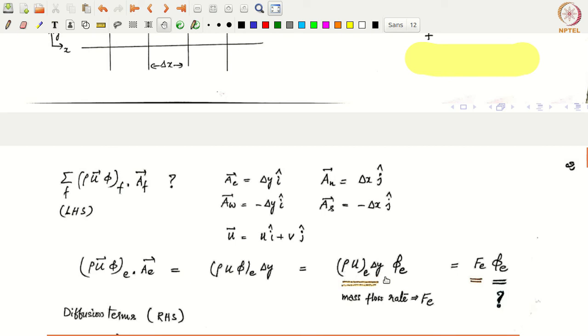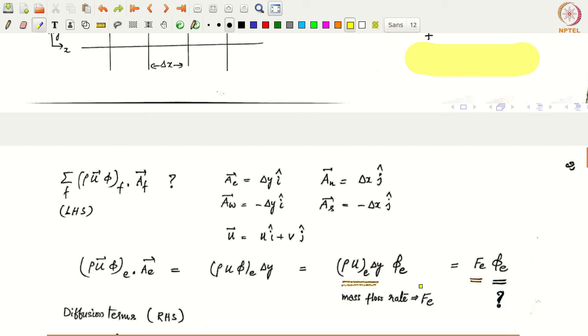Now this quantity, if you look at this, is rho u delta y. This is basically the area. This is density. So density times velocity times area. What would this quantity be? Density times velocity times area would be your mass flow rate, right? So that's your mass flow rate. We would like to represent it using a quantity F, capital F sub E. That is, the mass flow rate on the east face is F sub E.